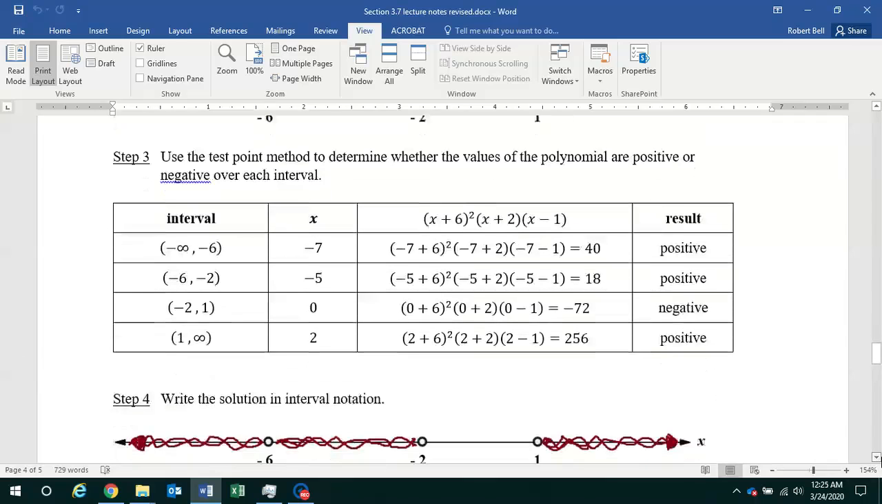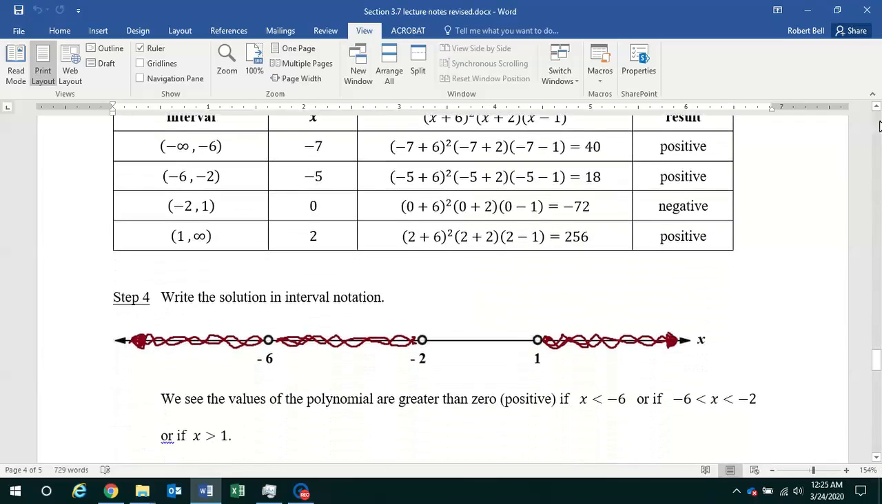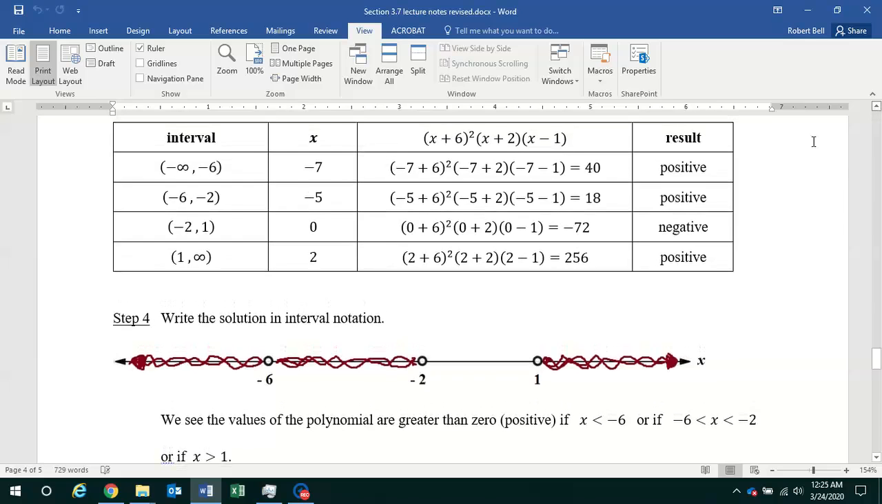So I have graphed the solution to this problem in step 4, and so all the real numbers less than −6 are shaded in. All the real numbers strictly greater than −6 and strictly less than −2 are shaded in, and all the real numbers strictly greater than 1 are shaded in.